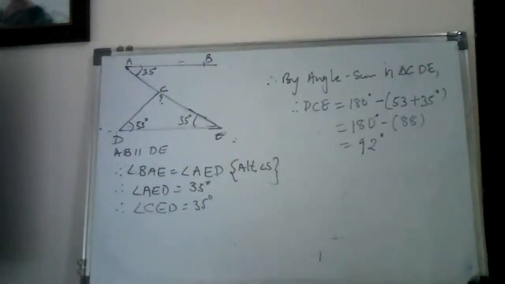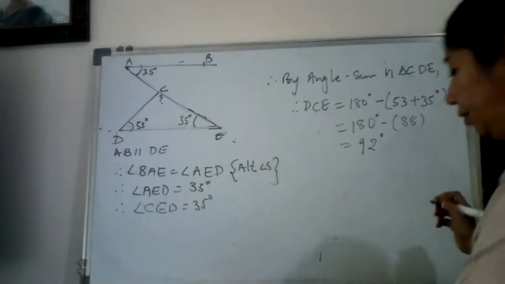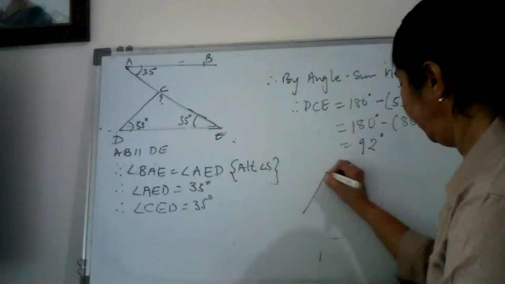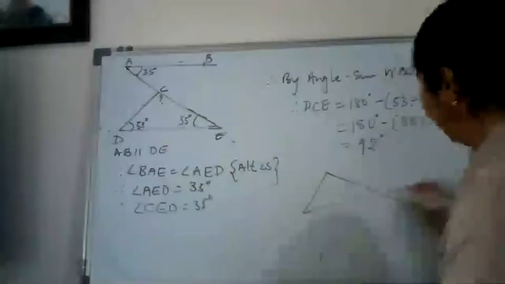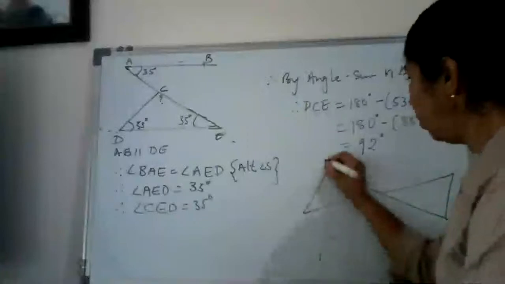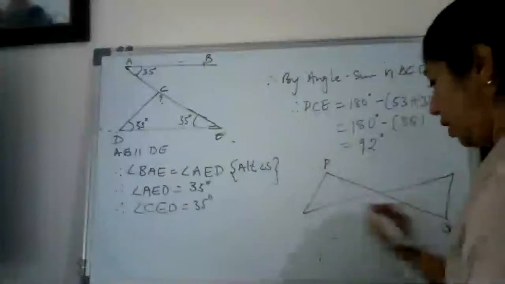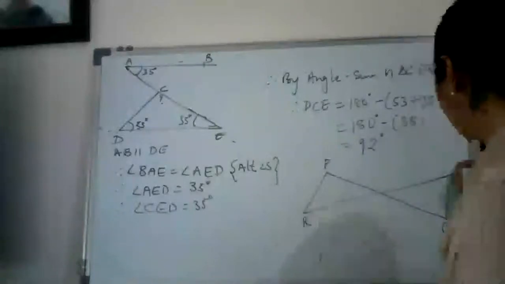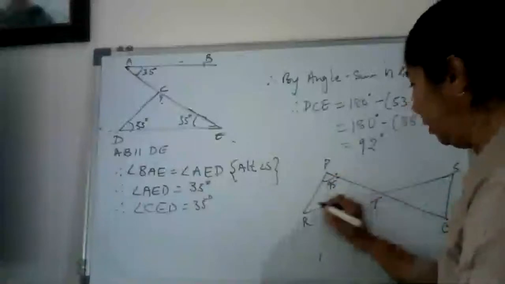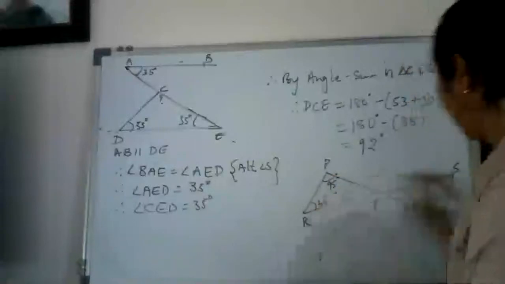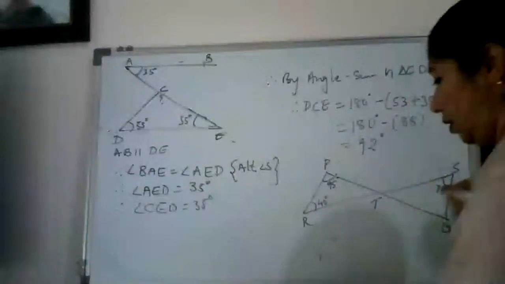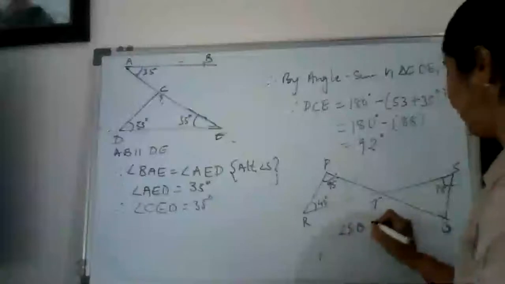You will see the diagram if you have the textbook, otherwise I'm going to show you. The intersecting lines are given here. It's given that this is PQ and this is RS. They are intersecting each other at point T. We are given this 95 degree, this is 40 degree, this is 75 degree, and we are supposed to find angle SQT.